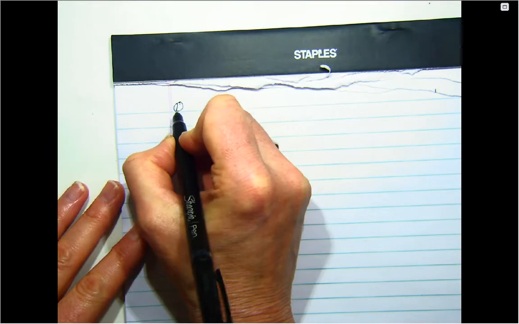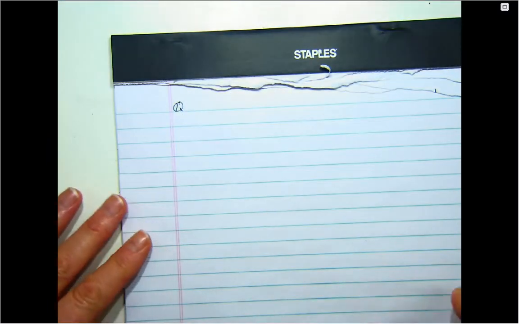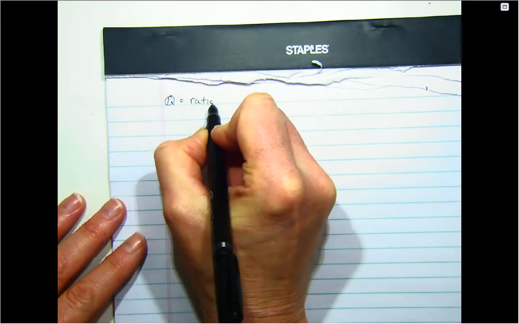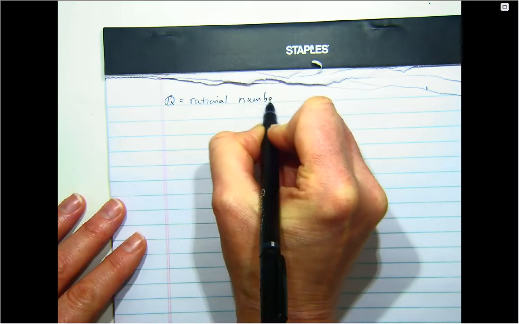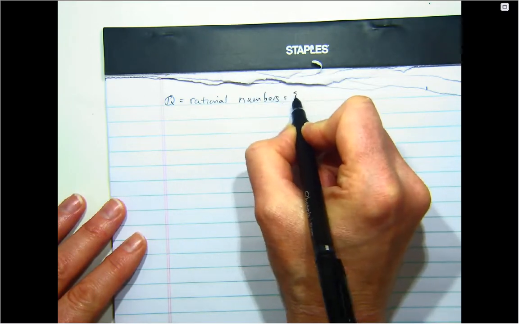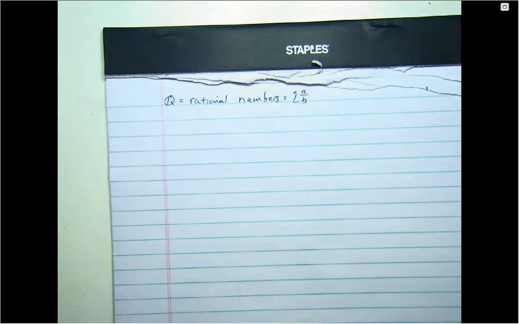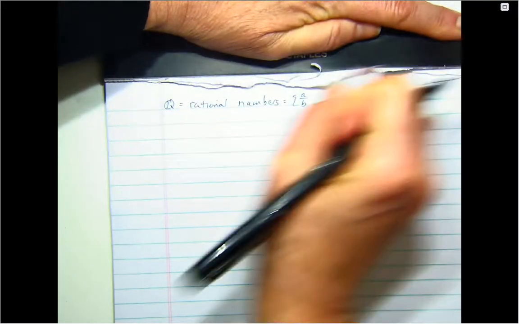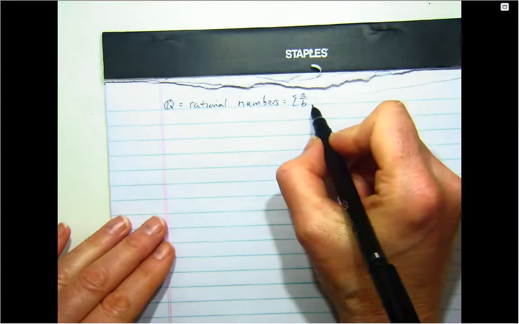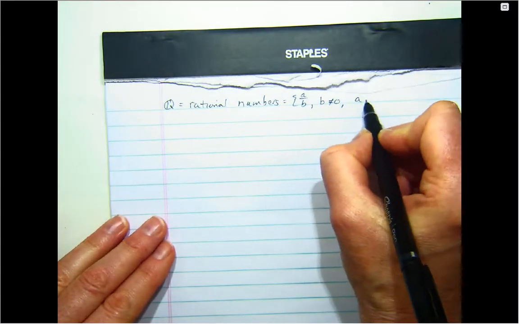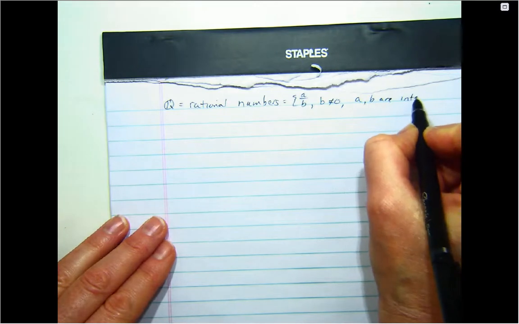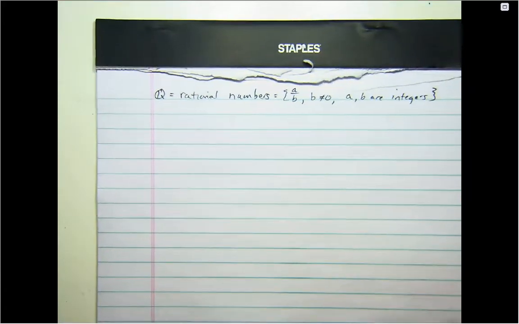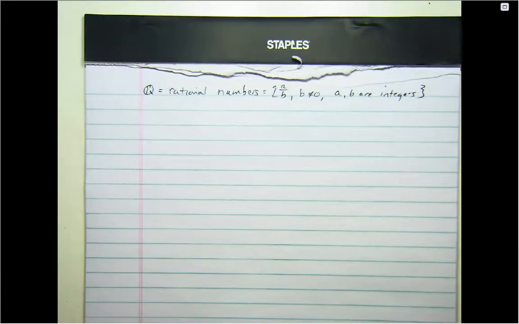The rational numbers are often abbreviated with a double-barred Q for quotient. The rational numbers then are all the numbers that can be written as A over B, and we've done this quite a bit now. All the numbers A over B, where B is not 0, and A and B are integers. So A and B are whole numbers, but B is not 0. So those are our rational numbers. And we want to know, does that set have the same cardinality as the natural numbers? In other words, can we list it?